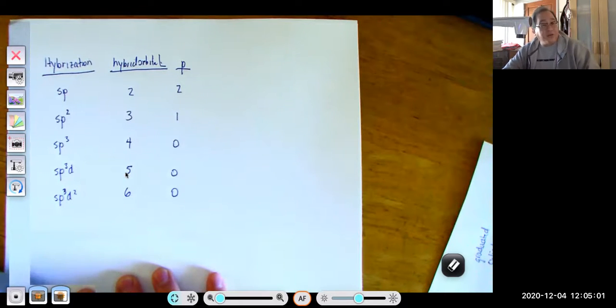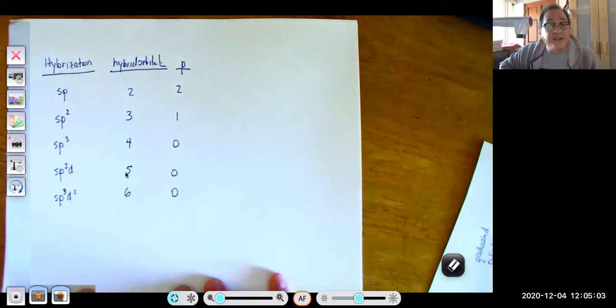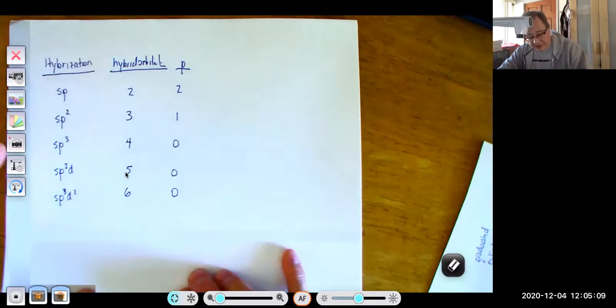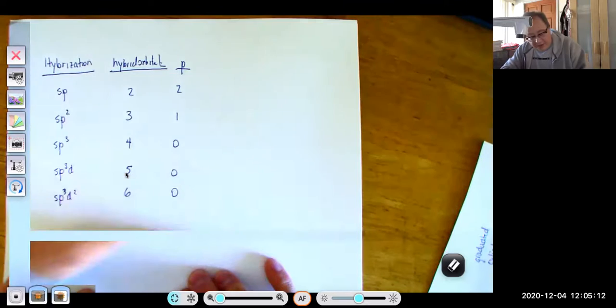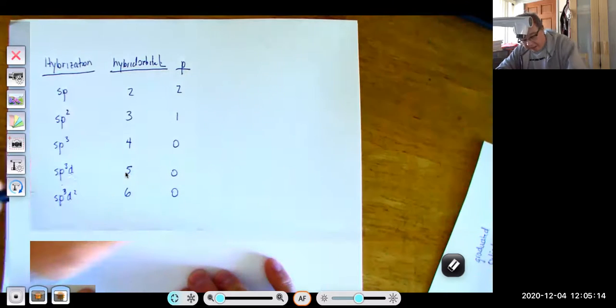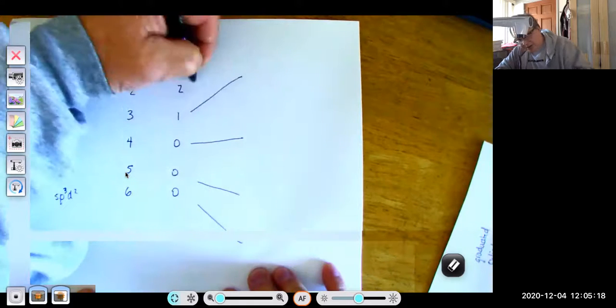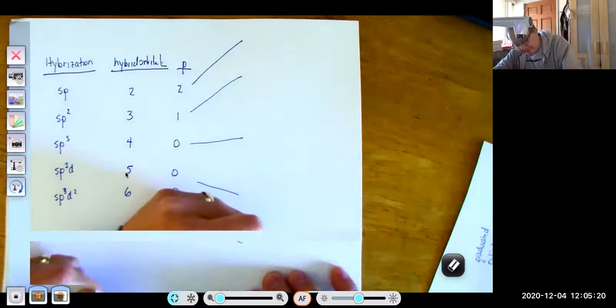The molecular geometry for each. No, I'm sorry, that's the next problem. Drawings of the hybrid and unhybridized p orbitals for each. Well, this one, there's no unhybridized p's, so I'm going to do this like this, because the drawings end up being kind of big.